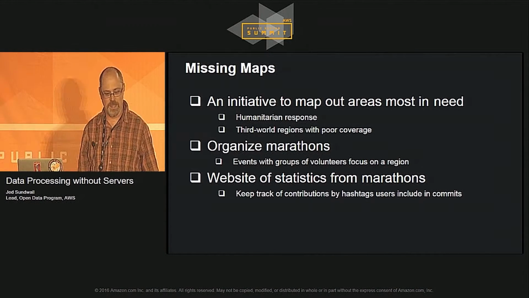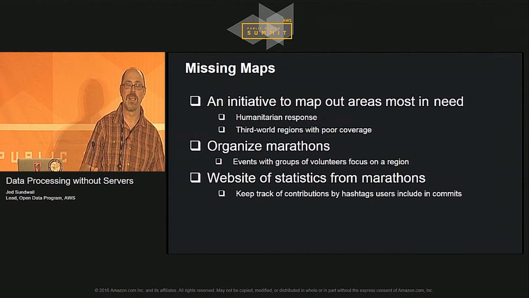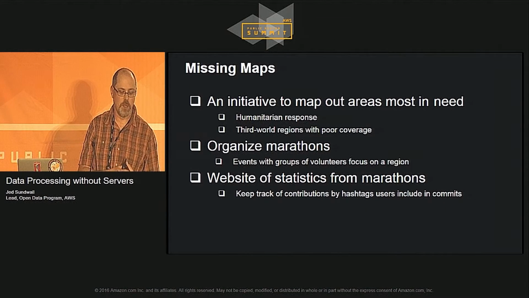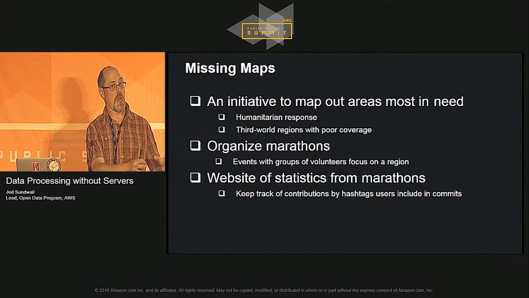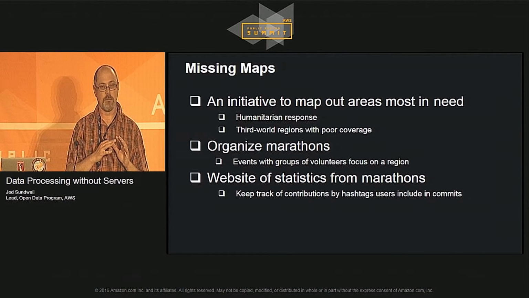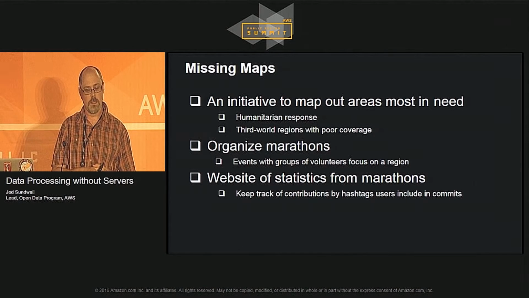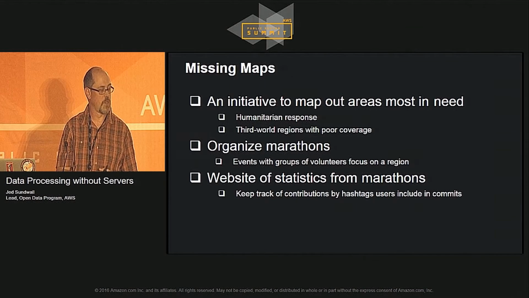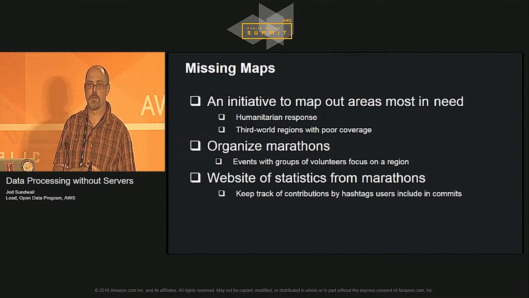So Missing Maps organizes mapathons. A mapathon is an army of volunteers, a group of volunteers, who all get together in one building, or perhaps virtually, and focus on an area. For an hour, hour and a half, they try to map as much as they can for that region. One of the things the Missing Maps project provided is a website of statistics of users to keep track of various people's contributions.